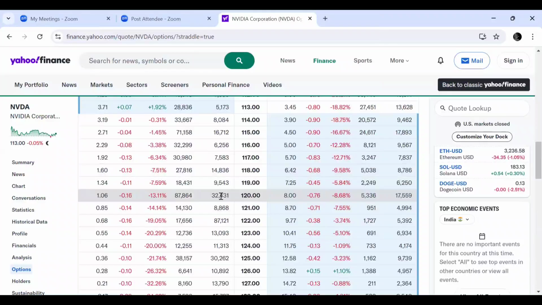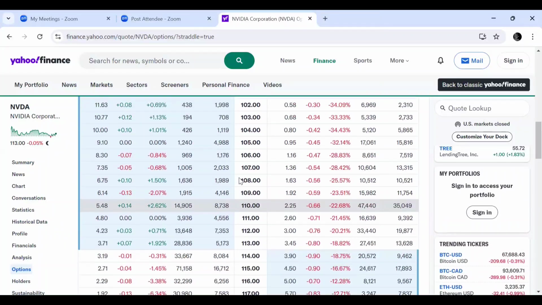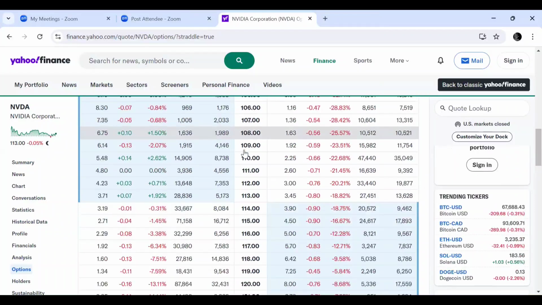Here you can see 32,000 contracts are there. You can consider it as a resistance level. And again, at $122, there are 87,000 contracts. You can consider it as a resistance level. At the same time, here at $100, you can see 68,000 lots, 68,000 contracts. You can consider it as a very strong support level. And this is what a strong support level or resistance level can be called.